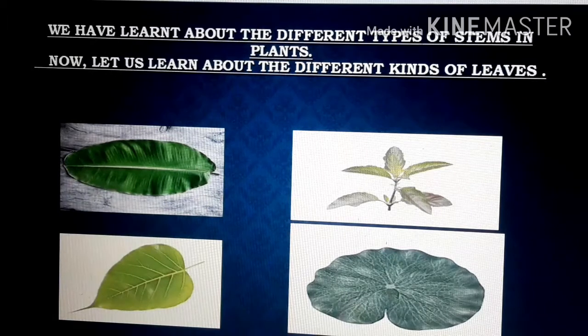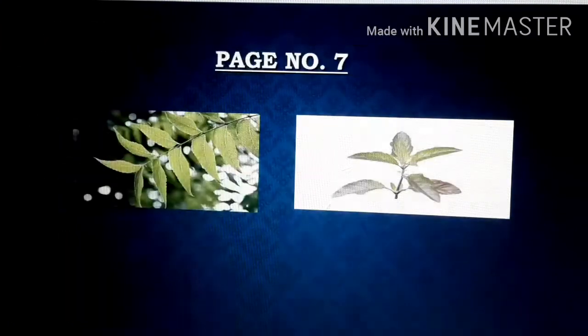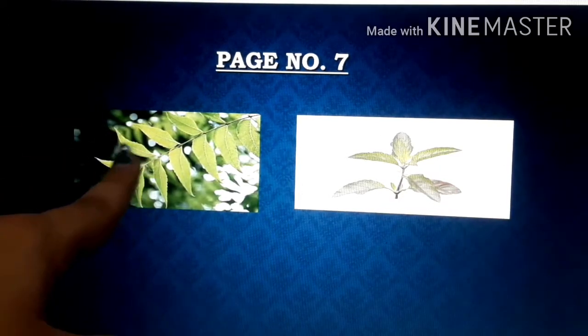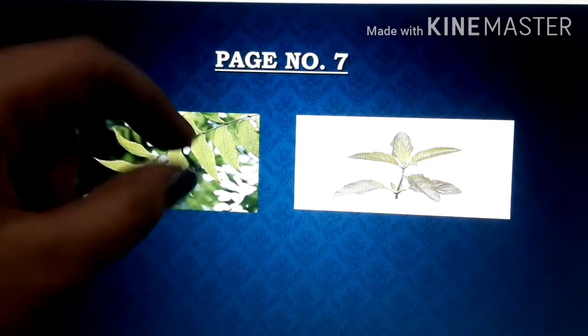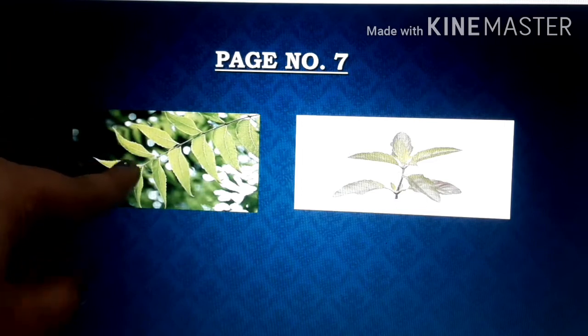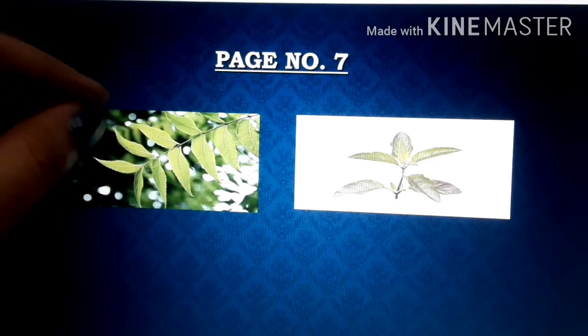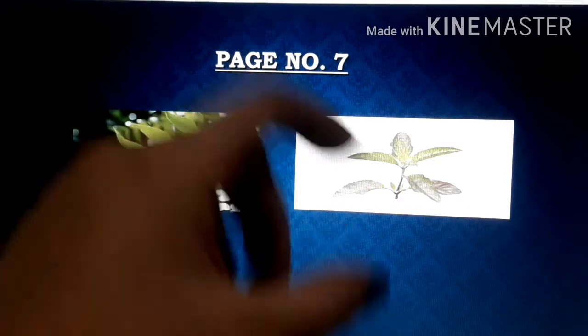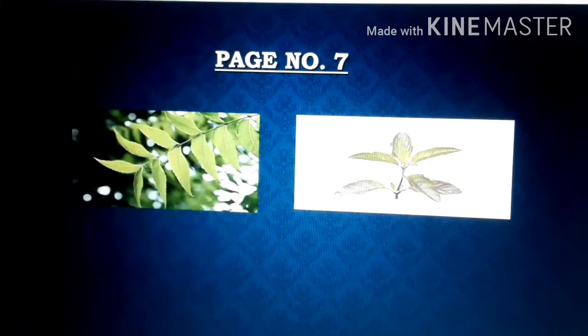Clear? Next, some leaves have tooth edges like neem. Tooth edge like neem, children. It is not simply drawn, children. There is a zigzag type. It is not smooth. So some leaves have a special smell, like tulsi. It has a special smell, isn't it? So this is a difference between your neem and tulsi.